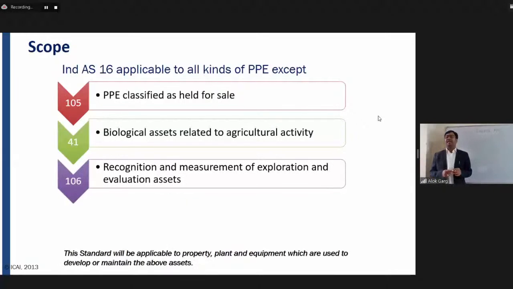Recognition and measurement of exploration and evaluation assets, mining assets. So guys, you have learned the concept. You are aware that there is a standard known as Ind AS 106. This Ind AS 106 talks about the recognition and measurement of exploration and evaluation assets. So if there are exploration and evaluation assets in the case of mining companies, that exploration and evaluation asset is outside the purview of Ind AS 16 and it will be covered under Ind AS 106.